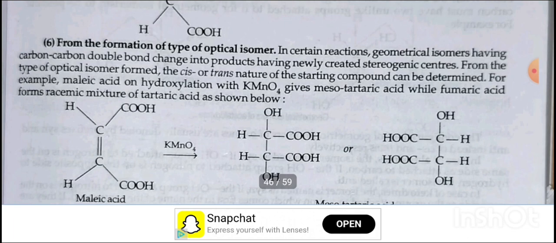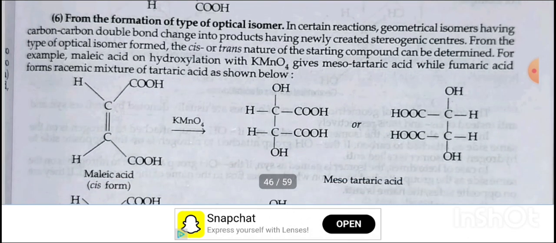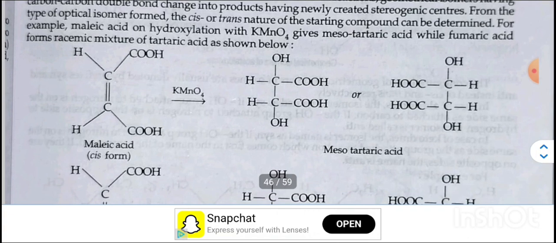From the formation of a type of optical isomer. In certain reactions, geometrical isomers having a carbon-carbon double bond change into products having newly created stereogenic centers. From the type of optical isomers formed, the cis or trans nature of the starting compounds can be determined. For example, maleic acid on hydroxylation with KMnO4 gives meso-tartaric acid, while fumaric acid forms a racemic mixture of tartaric acid.